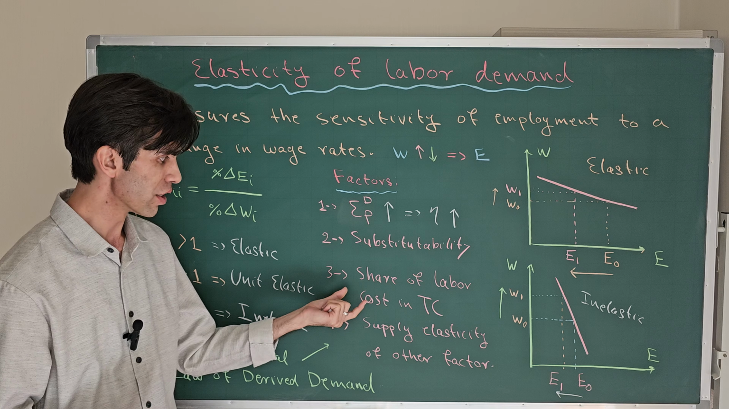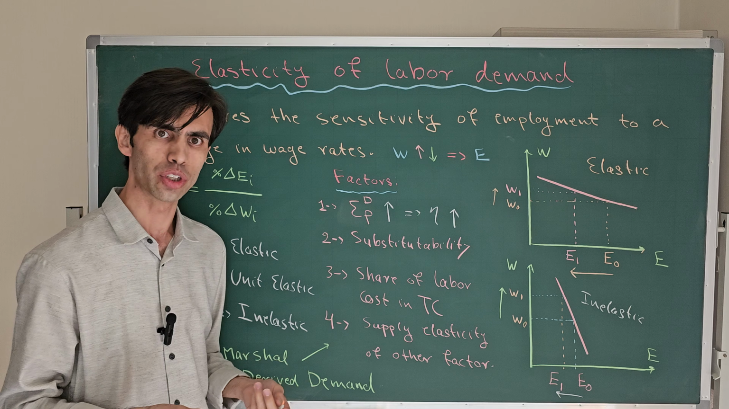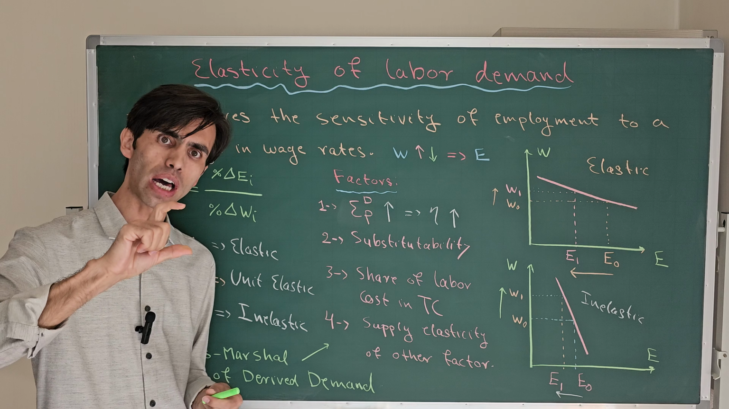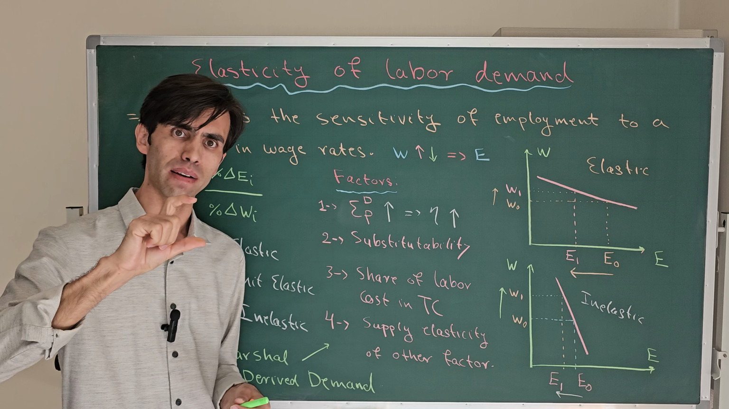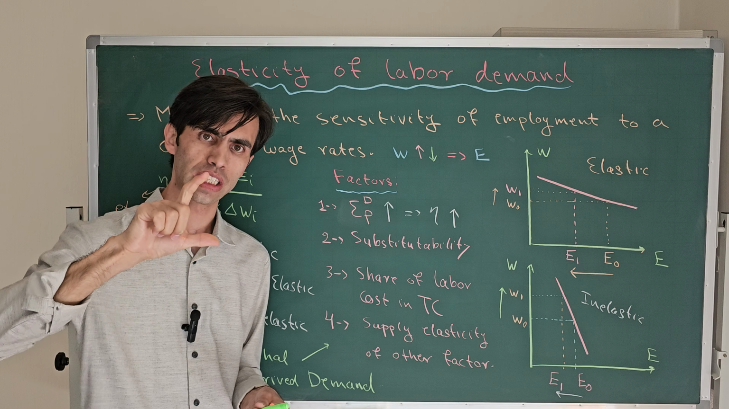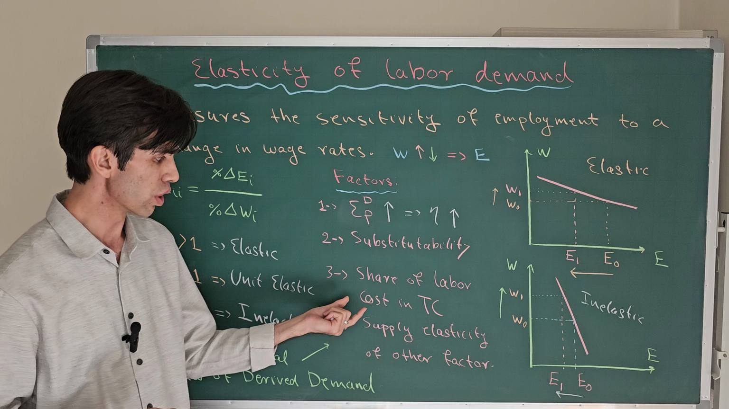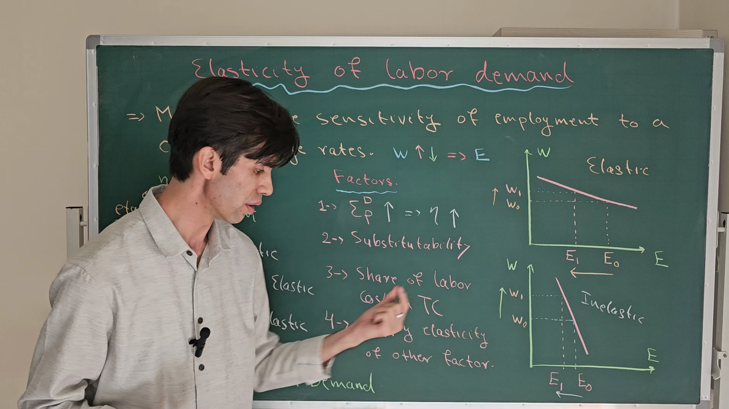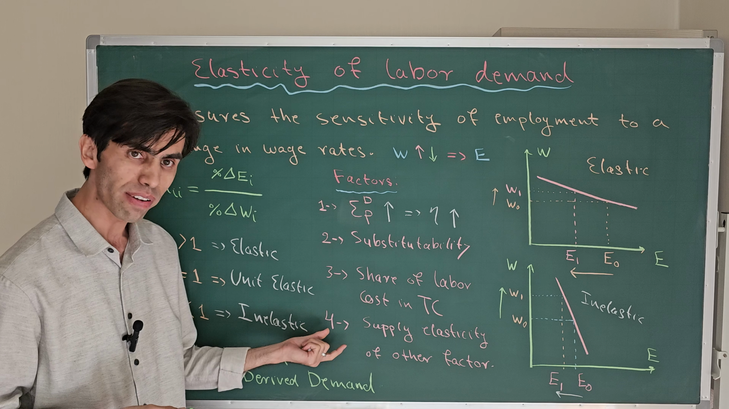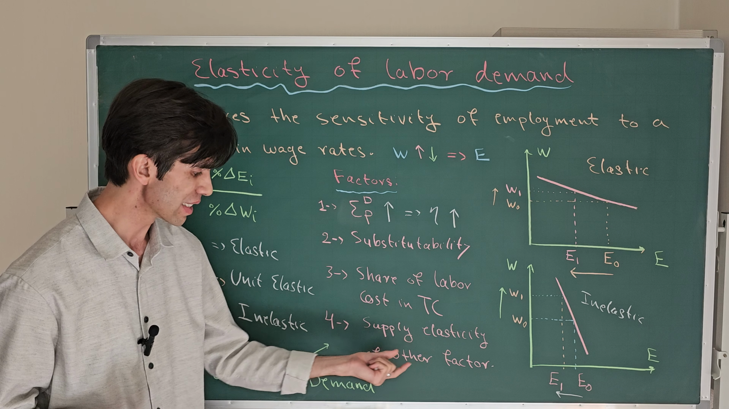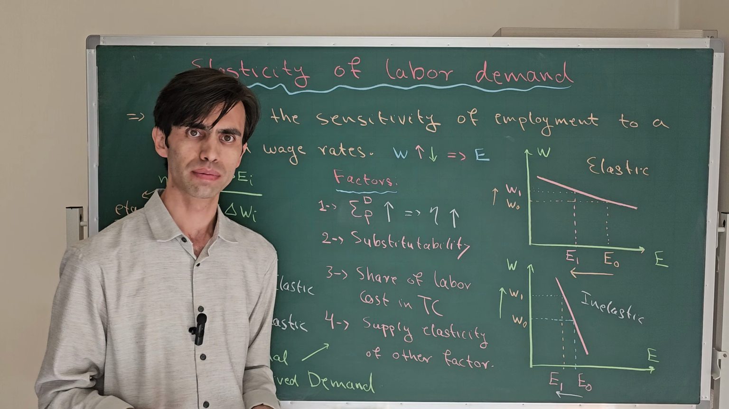But when the share of labor cost is high, just a small increase in the cost of labor would increase the total cost by too much. So in this case, the employment level would decline. The fourth factor is the supply elasticity of other factors.